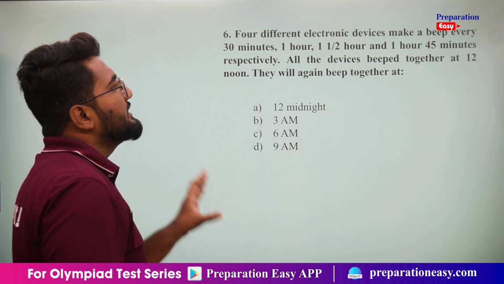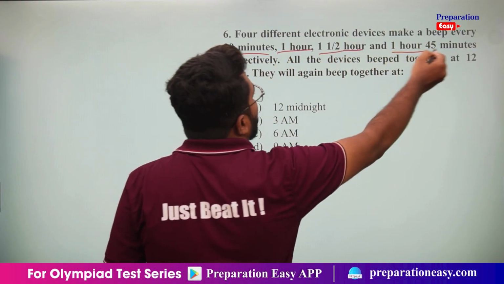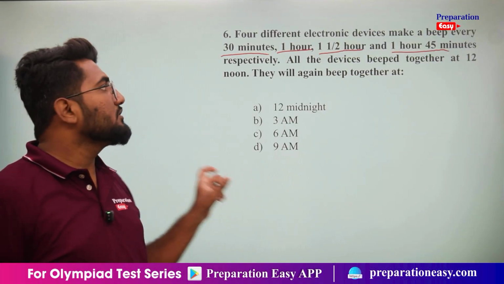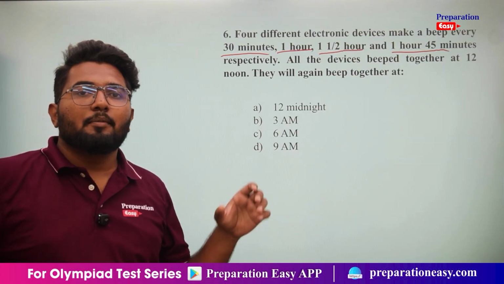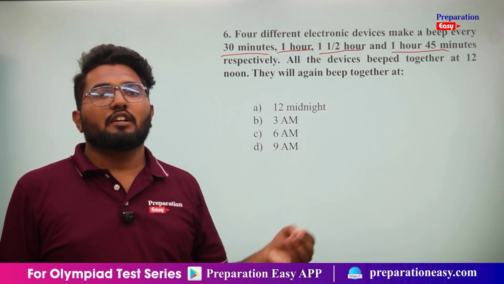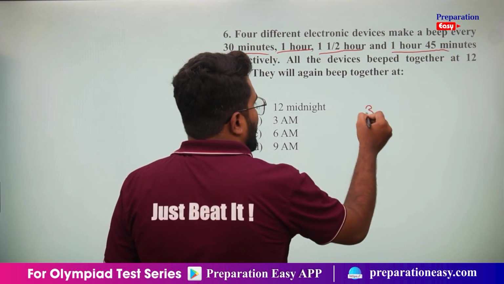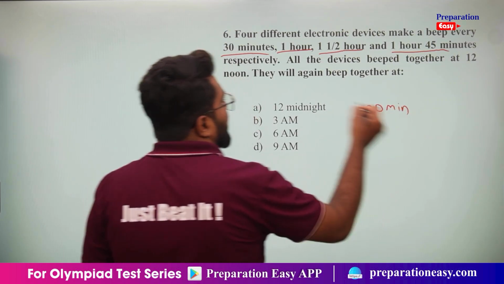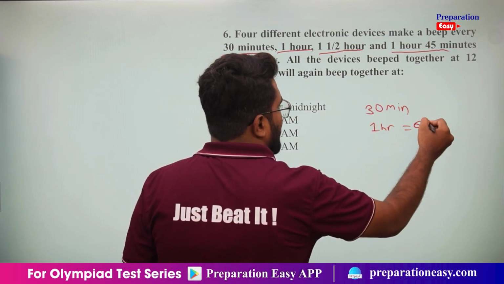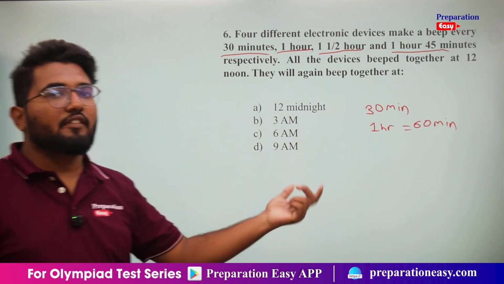4 different electronic devices make a beep every 30 minutes, 1 hour, 1.5 hours and 1 hour 45 minutes. There are 4 electronic devices which beep. The first beeps every 30 minutes. Like if it beeps at 12 p.m., it will next beep at 12:30, then 1, then 1:30. So the first will beep every 30 minutes. The second device beeps every 1 hour, which is equal to 60 minutes. I'm just converting to minutes because 30 is given in minutes.